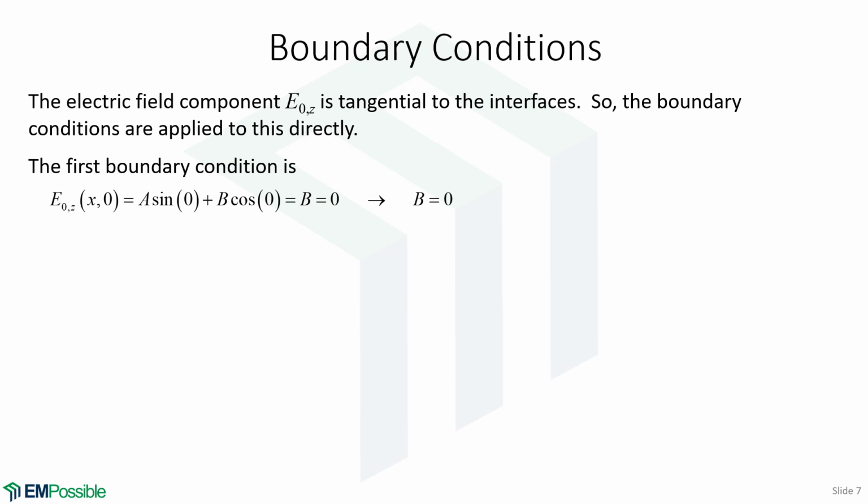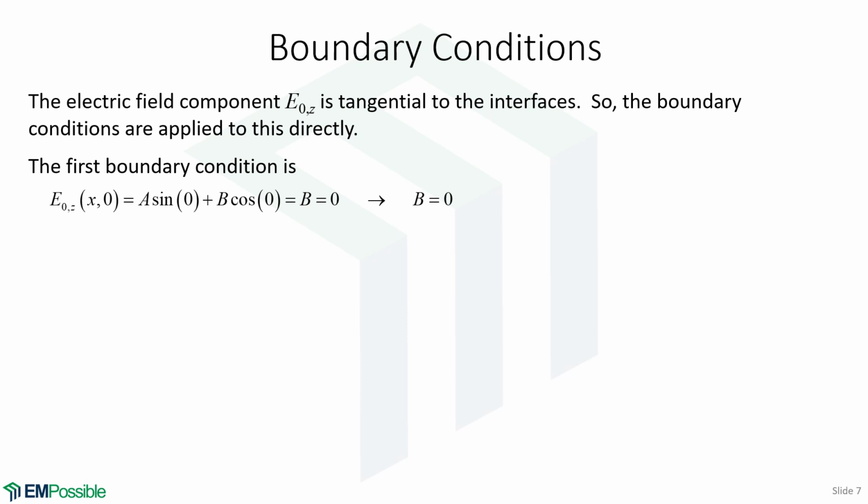So we look at the bottom plate. We set 0 in for y. Our sine term goes to 0, so we're just left with B cosine 0. Cosine 0 is 1, so we just end up with B. So B equals 0. Now we need to find A.